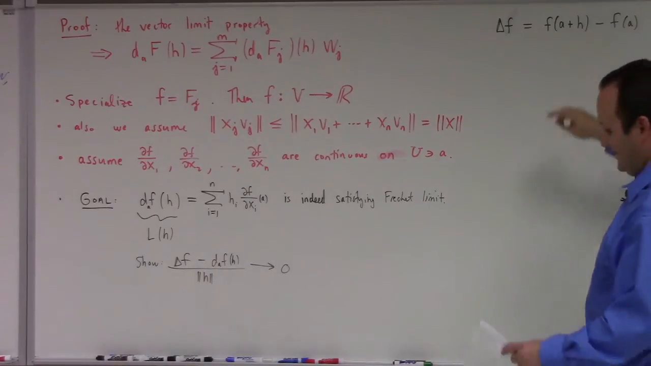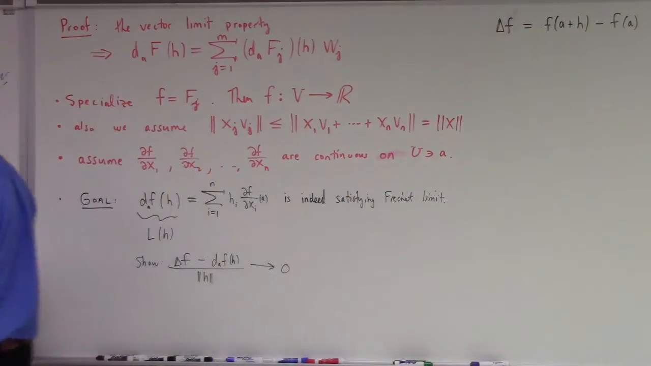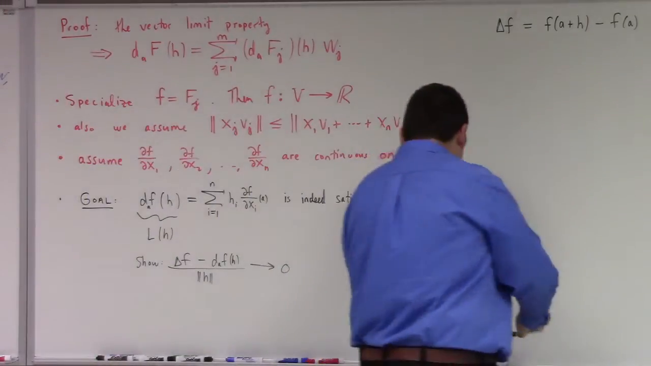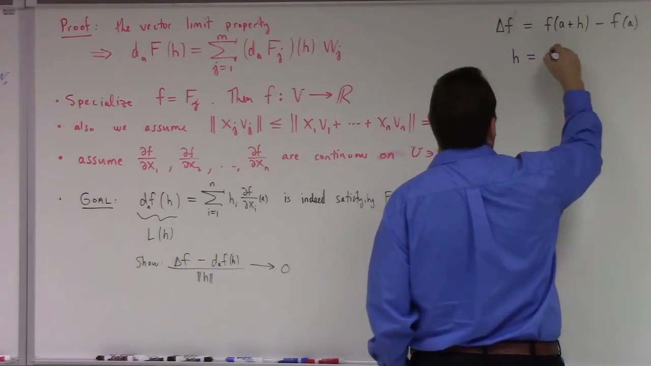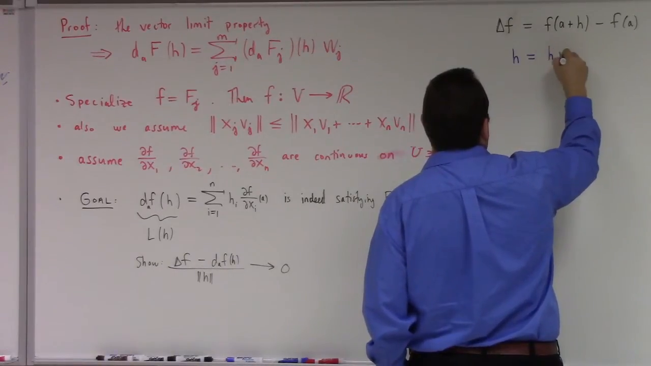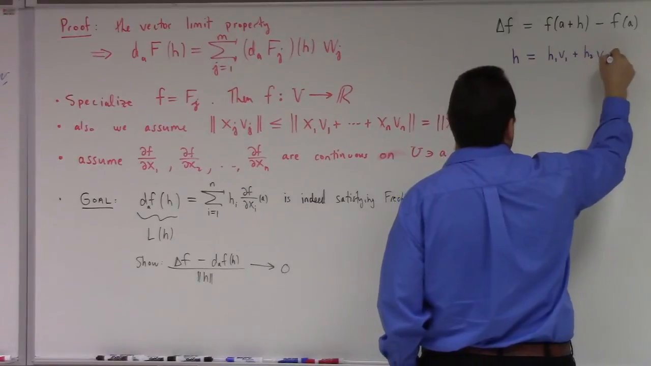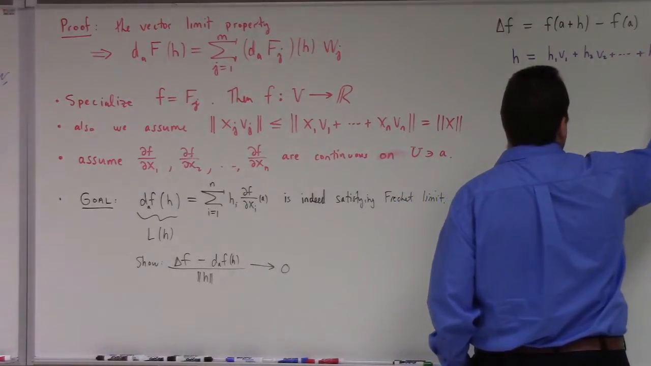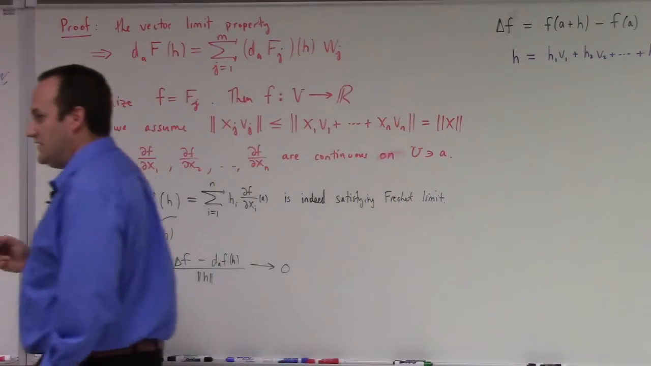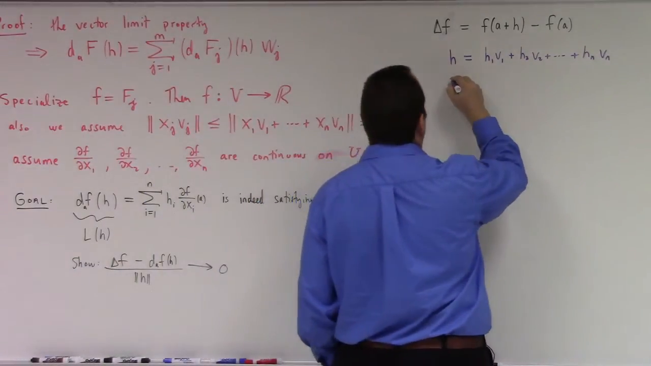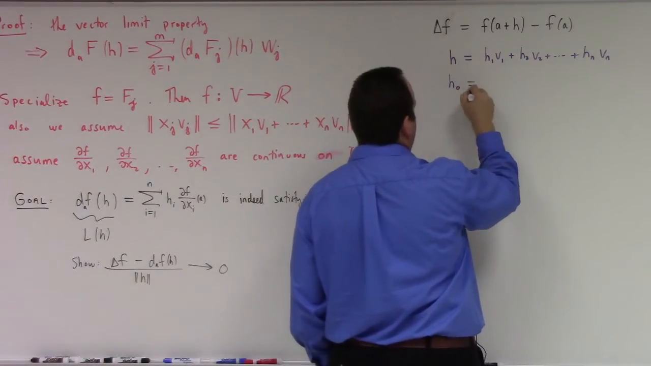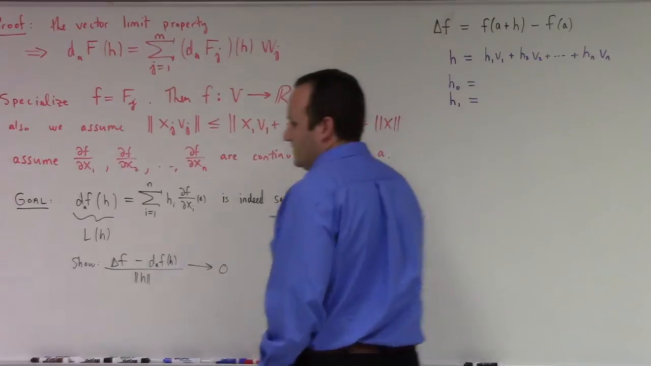And here's the sneaky step: you look at h as being built from pieces. First of all, h is equal to h1v1 plus h2v2 plus ... plus hnvn. That's what h is. h is in the vector space V. So we're going to say that h sub naught is equal to something, h sub 1 is equal to something. Let's see, what's h sub naught going to be?